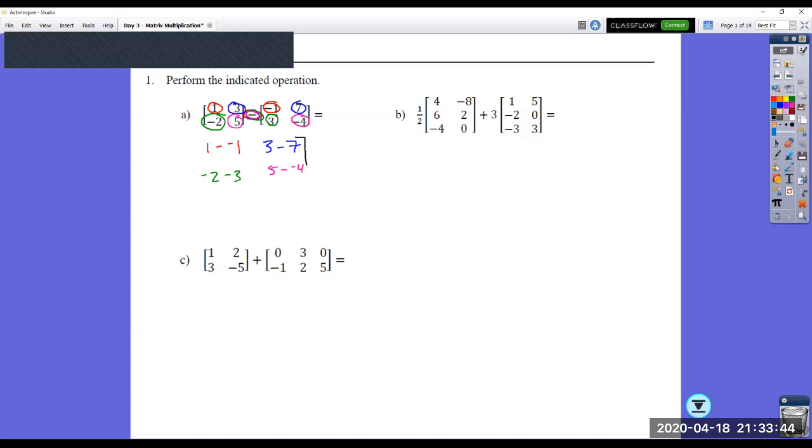And so 1 subtract -1. Anytime that I have two negatives next to each other, I make that addition. So 1 plus 1 is 2. 3 subtract 7 is -4. -2 subtract 3 is going to be -5. And 5 subtract -4. Once again, we have that double negative, so that's going to give us 9.